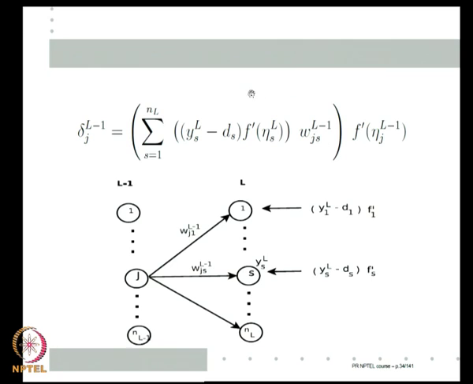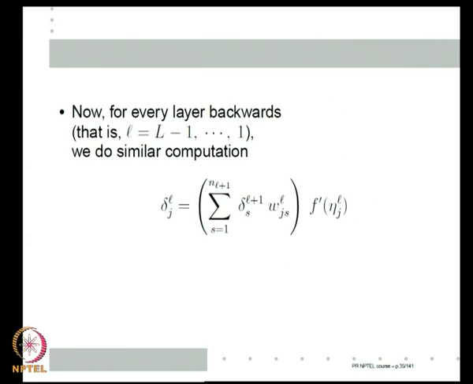I am taking delta s L, that is the error at this node, and multiplying it with this weight W j s L minus 1 and summing it over all nodes in the layer L. That is the term in this big parenthesis, and then I multiply by f prime of the net input of this node, and that gives me the error at this node. Now, this particular style of computation is the same at all levels.